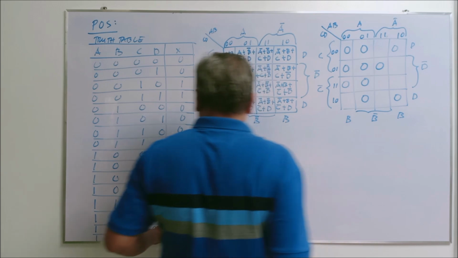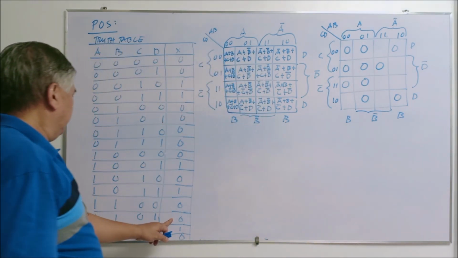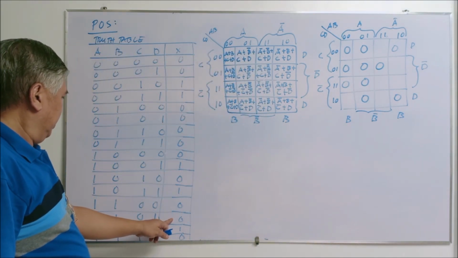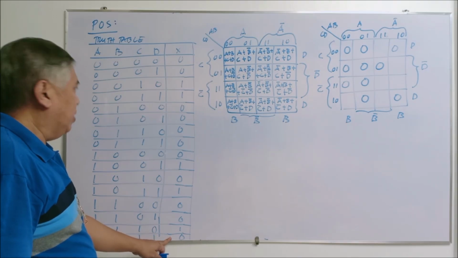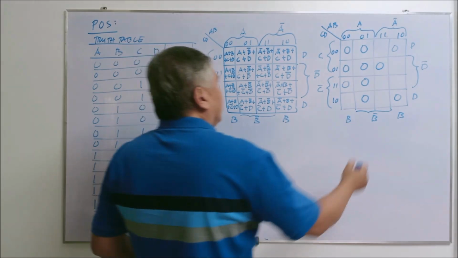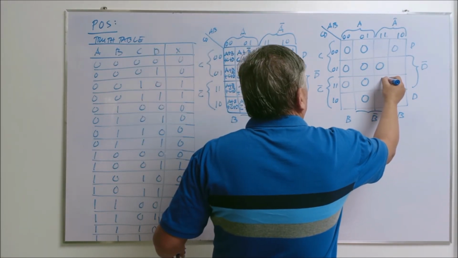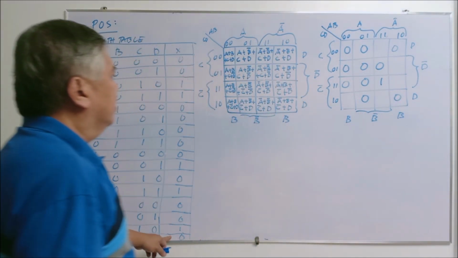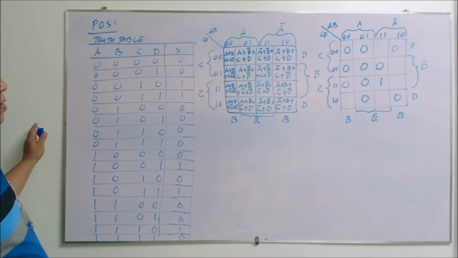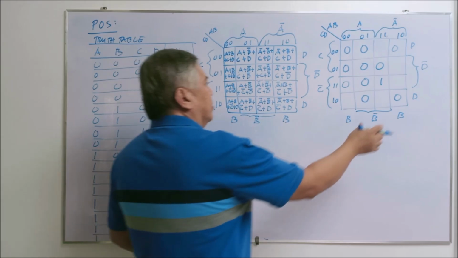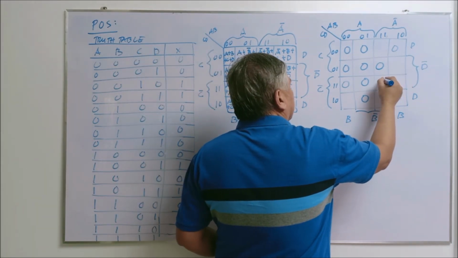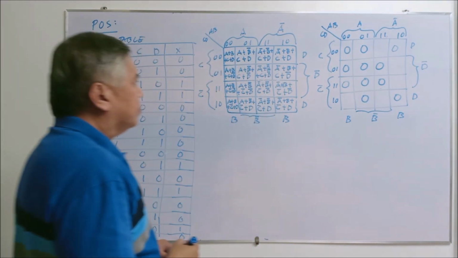Here, then you have the last one, 1 1 1 1, that will be here. Okay, so this is 0 instead of 1.